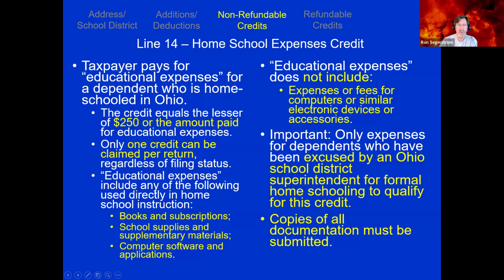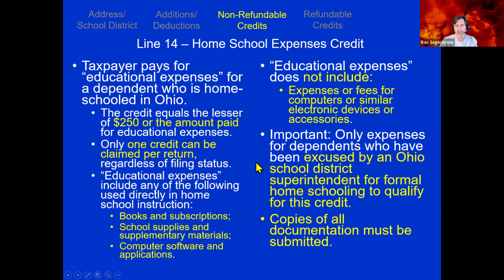So now we get into the homeschool expenses credit, basically up to $250 for the amount paid for books and subscriptions, school supplies, computer software and applications, but not expenses for computers or similar electronics. One credit can be claimed per return, and the taxpayer has to have been excused by an Ohio school district superintendent for formal homeschooling to qualify for this credit. Copies of all documentation must be submitted.